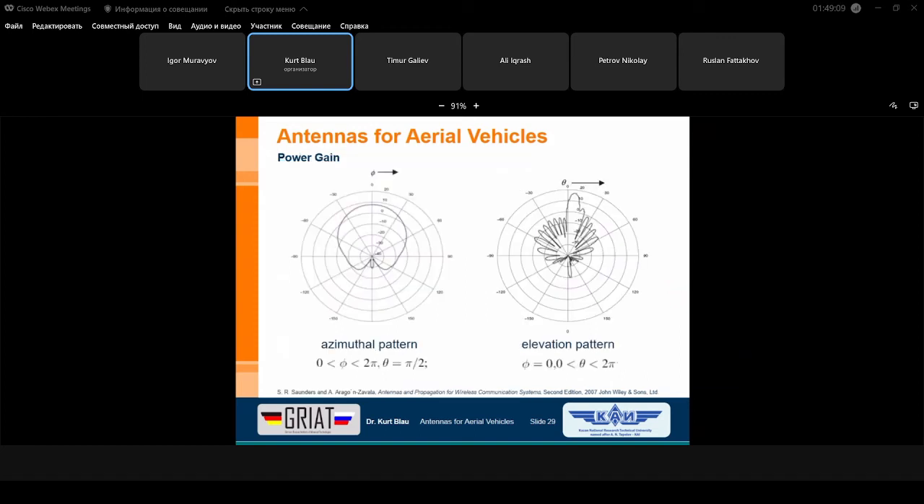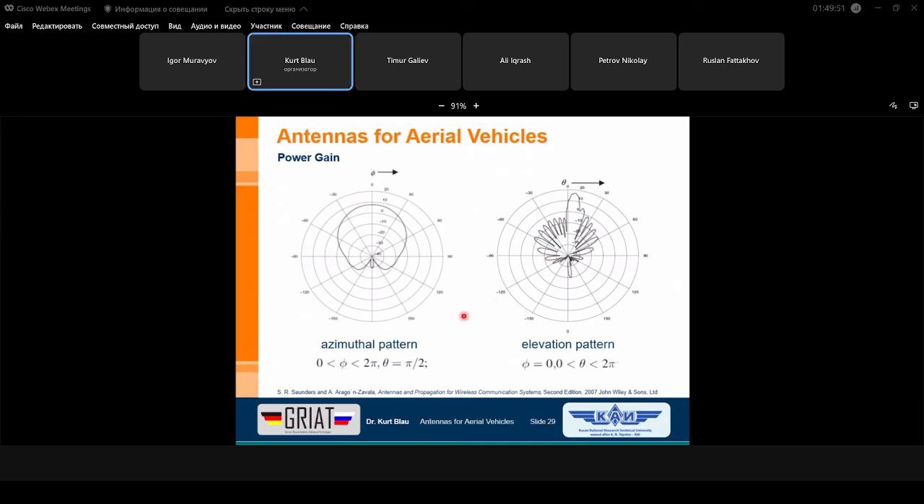Here again are some patterns, and now you can first find the terms azimuthal pattern and elevation pattern. And this depends on the installation of the antenna. Normally, azimuth means the antenna is arranged or located in such a way that it is equivalent with, let's say, the horizon.